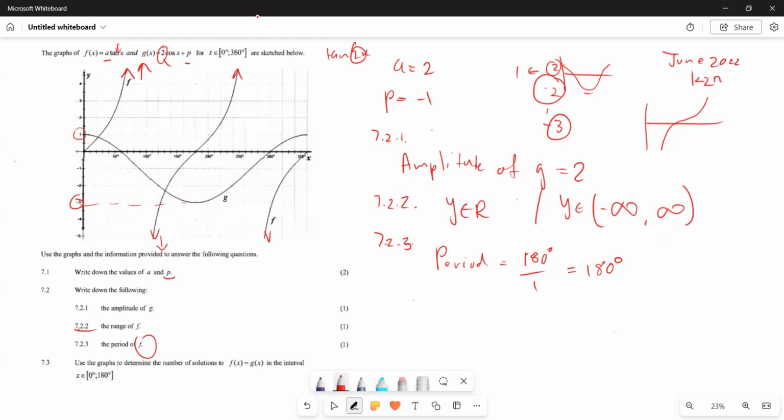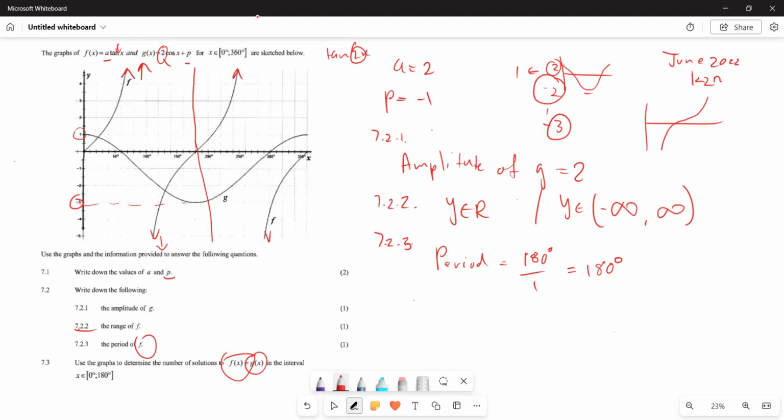Now, let's look at the last one. For the last one, they say use the graph to determine the number of solutions for f of x equals g of x in the interval up to 180 degrees, right? So they are saying up until here it's going to be 150, right? This is 160, 170, 180. So up until here, they want us to check where both of these graphs are touching, right?